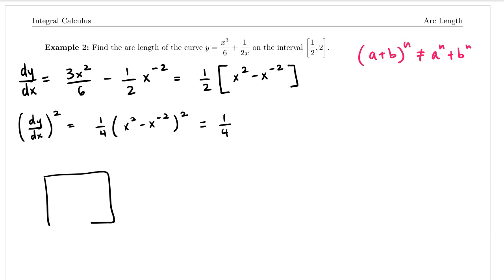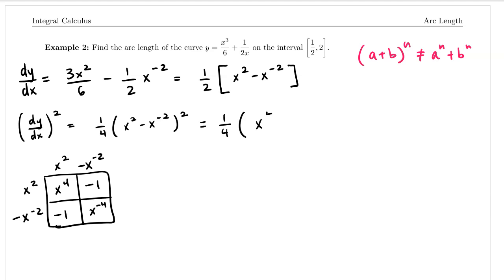Maybe I'll use the box method over here. So we have x squared, x to the negative 2, x squared, x to the negative 2. This is negative. This is also negative. So if we multiply, we will get x to the 4th minus 2 plus x to the negative 4th. And now I'm going to go ahead and distribute in the 1/4.